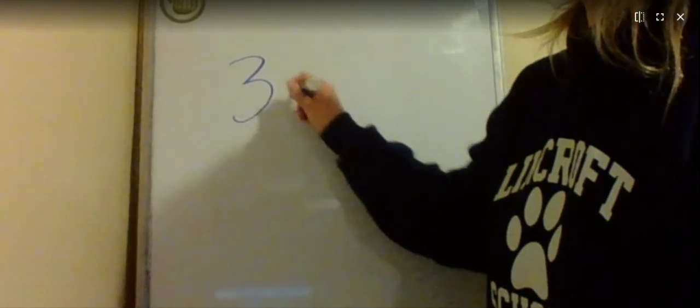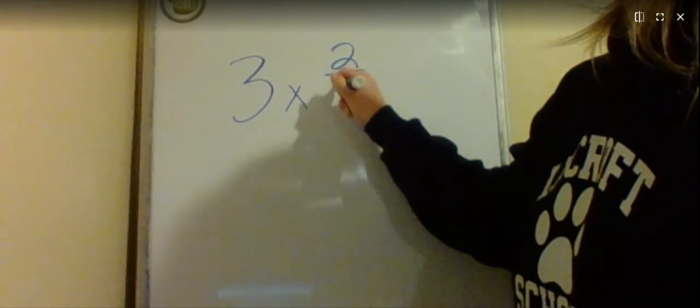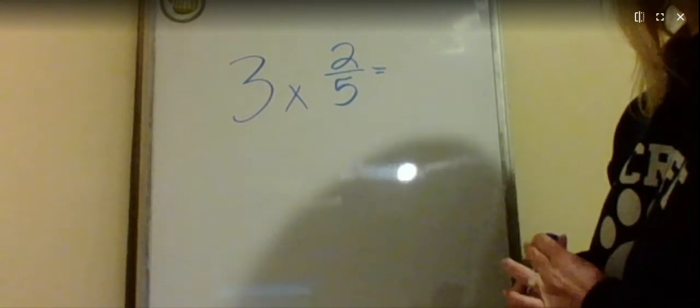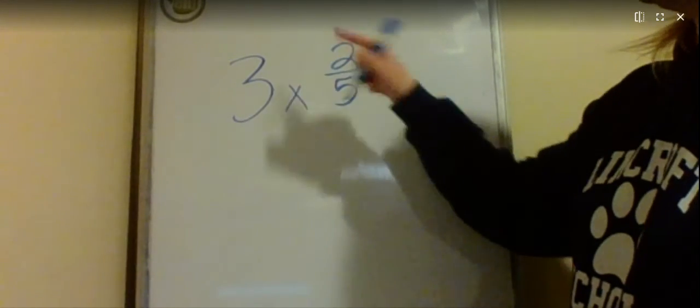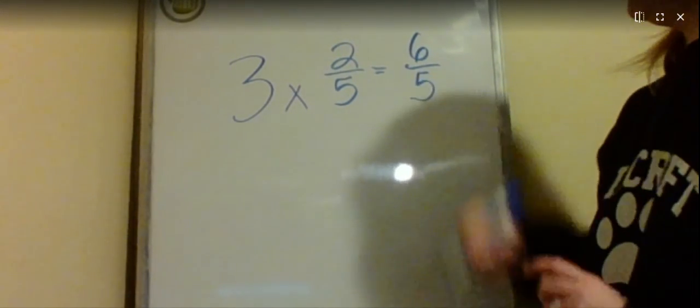Let's try 3 wholes times 2/5. Okay, I hope you're doing this. 3 wholes times 2 is 6, and we're talking fifths.